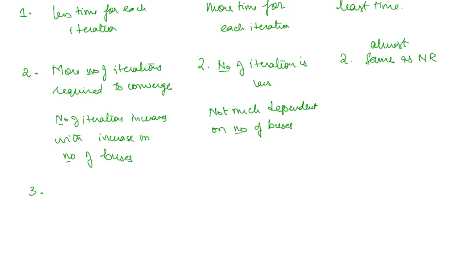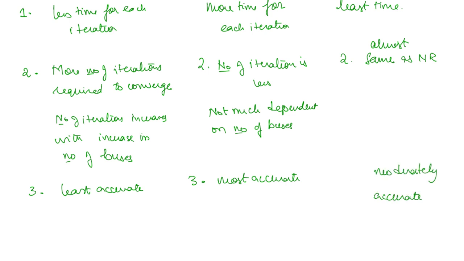Okay. Next, accuracy. The Gauss-Seidel is the least accurate, while the Newton-Raphson is the most accurate. This is moderately accurate. So this here is the third point, right?